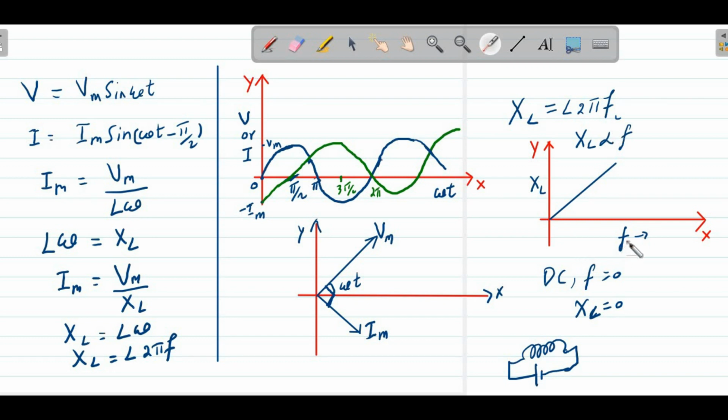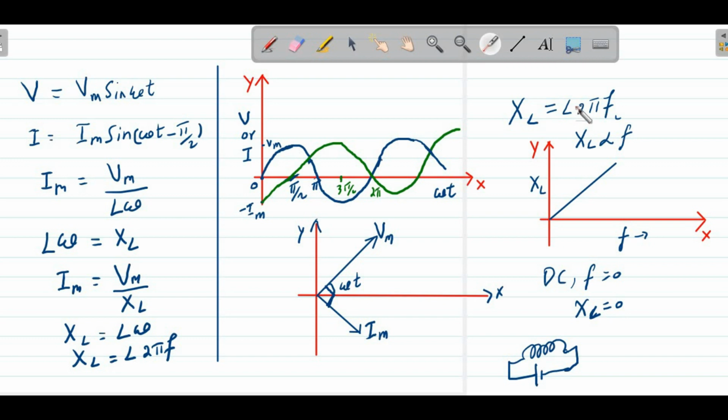So inductive reactance is directly proportional to frequency. When frequency increases, inductive reactance also increases. It means that a high frequency AC will find it difficult to flow through an inductor. A low frequency AC can easily flow through an inductor. And if it is a DC, there is no inductive reactance at all; DC can flow without any opposition through an inductor coil.